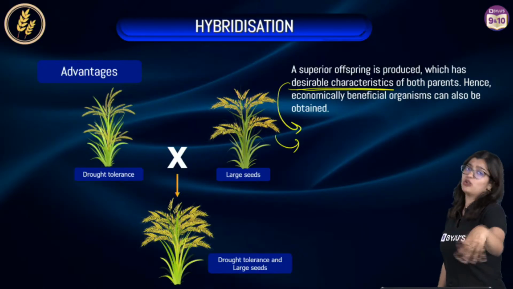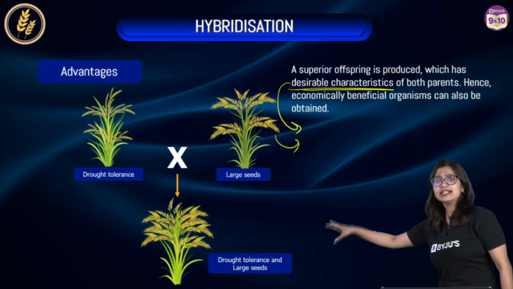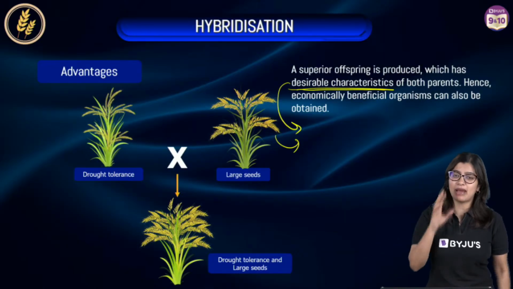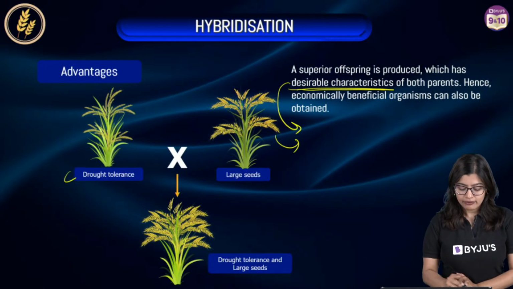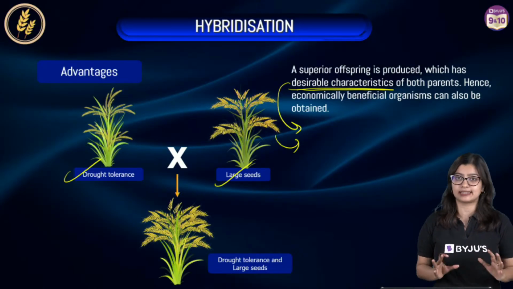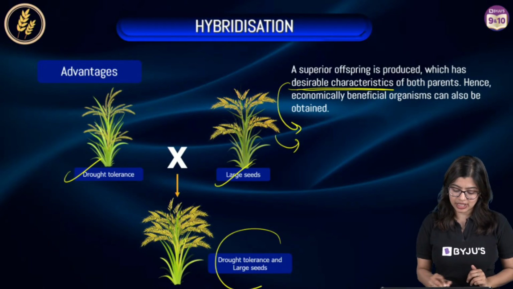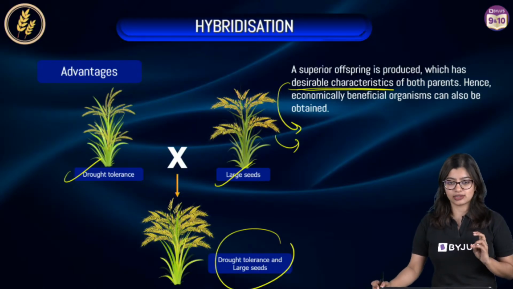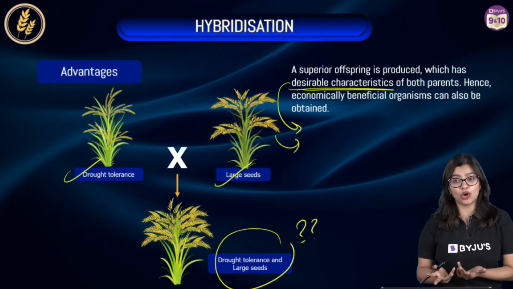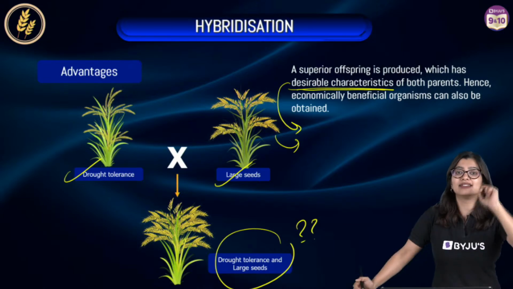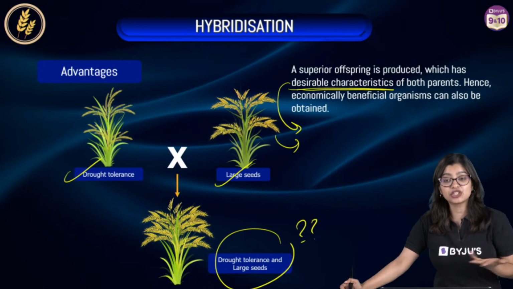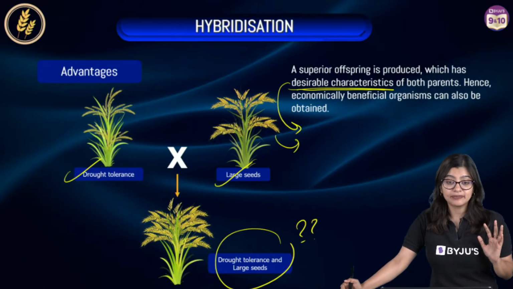But you always had a doubt: No, ma'am, if it is desirable, will it get accepted? By accepted, I mean, imagine we crossed a drought tolerant plant with a plant with large seed. In the end I got something which had large seed and drought tolerance. But will this particular plant continue to grow? What is the possibility that this is certain, that it will grow and help me? What are the chances that this is going to happen?